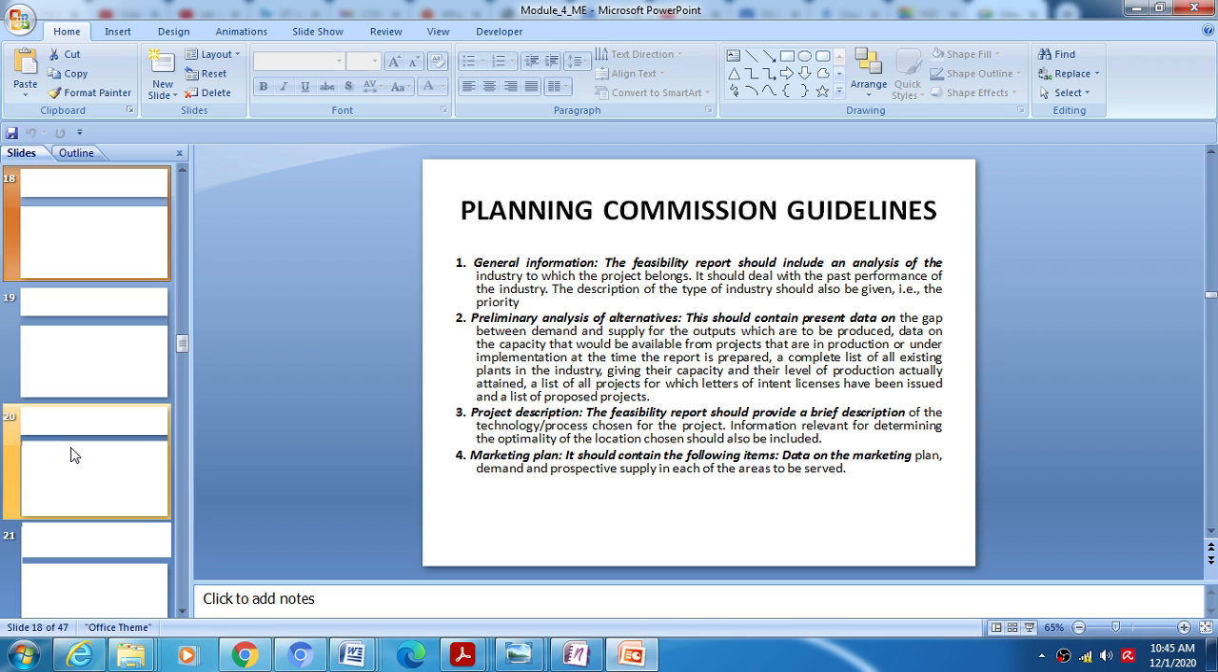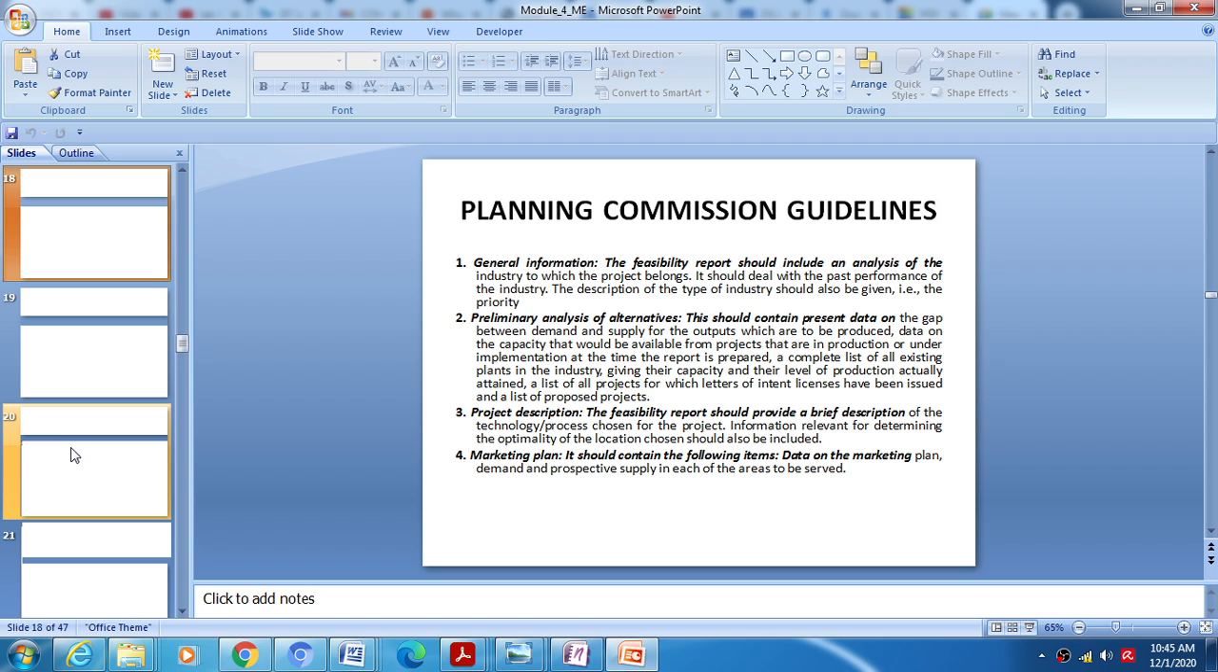So that makes the present supply position, and then you analyze the gap between the demand and supply, and then you have to bridge that gap. In what capacity can you bridge the gap? That also needs to be mentioned in the project report. These are nothing but the guidelines given by the planning commission.